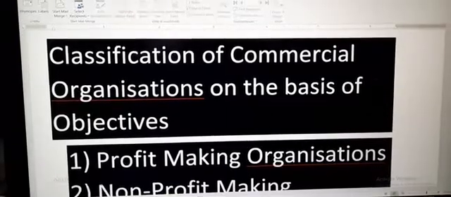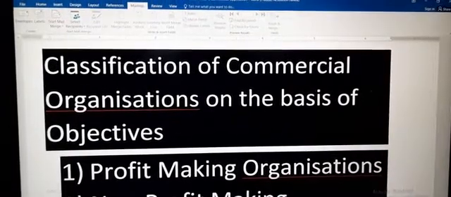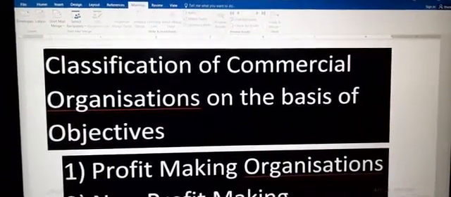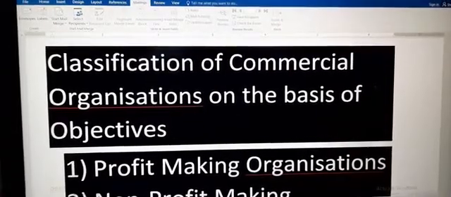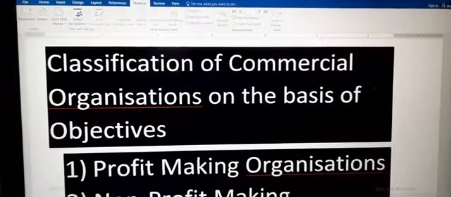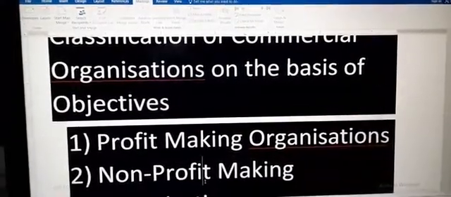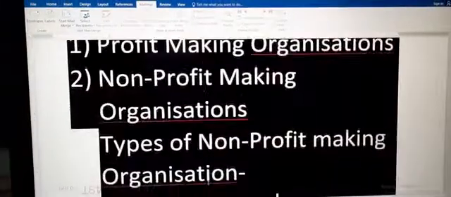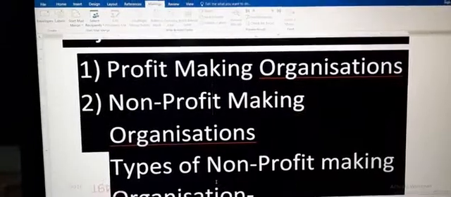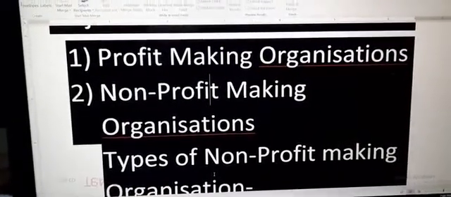Hello students. Today we are going to learn about the classification of commercial organizations on the basis of objectives. On the basis of objectives, commercial organizations may be classified into two broad categories. These are profit making organization and non-profit making organization. These are the two types of organization.